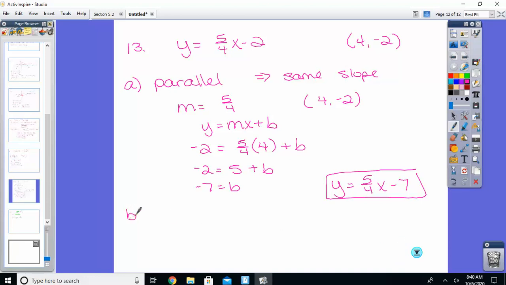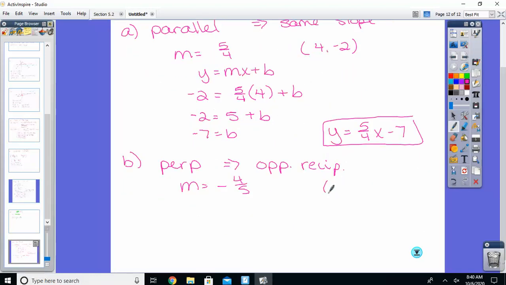Part B wants perpendicular. What's true about perpendicular lines? They're opposite reciprocals. So, if this line has a slope of 5/4, what slope will I be using? -4/5. And still going through the point 4, -2. So plug into your y equals mx plus b. So -2 equals -4/5 times 4 plus b.